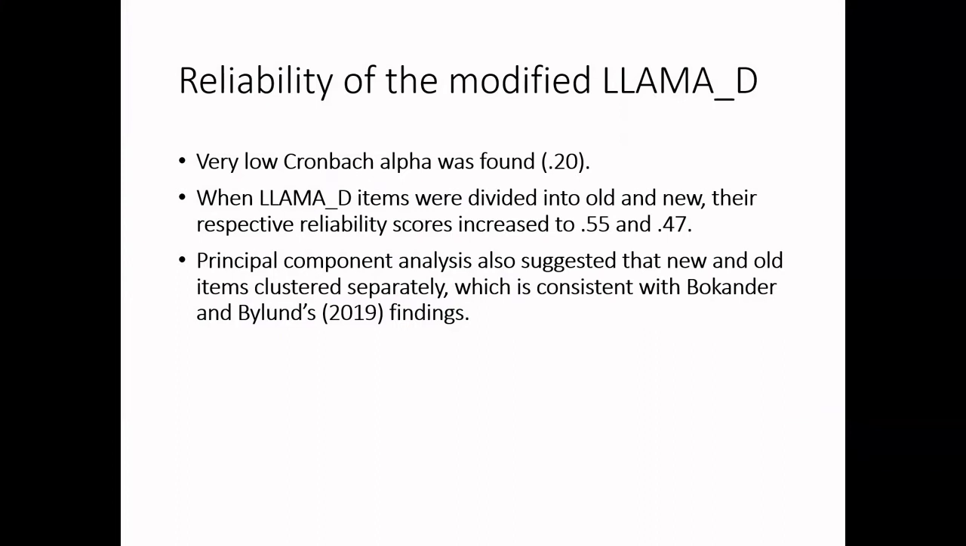I first calculated the reliability of the LLAMA-D test, and I found a very low Cronbach's alpha, 0.2. However, when I split the LLAMA-D test items into familiar old items and new items, their respective reliability scores increased to 0.55 and 0.47. And principal component analysis also suggested the new and old items clustered separately, which is consistent with Bokander and Bylund's 2019 findings.